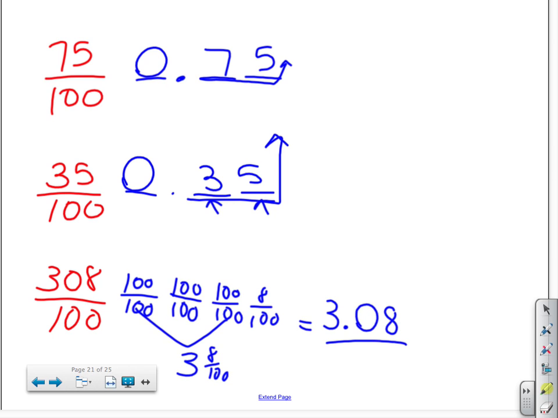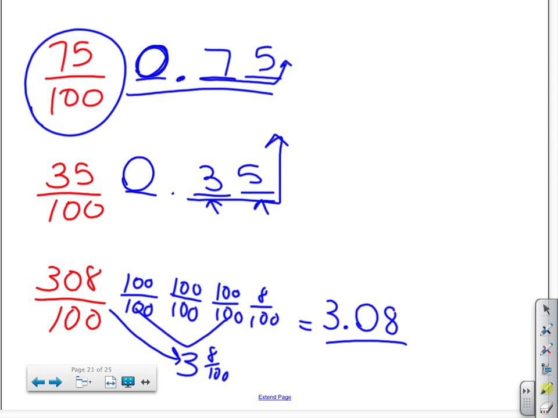I could also divide it, and I could get to that same mixed number by dividing. 100 goes into 308 3 times with 8 left over, which gives me 3 and 8 hundredths. Okay? Reading the decimal back to yourself is super important. If you know that this fraction is 75 hundredths, when you read this decimal, you should get no wholes, 0, and when you read this, it should be 75 hundredths.